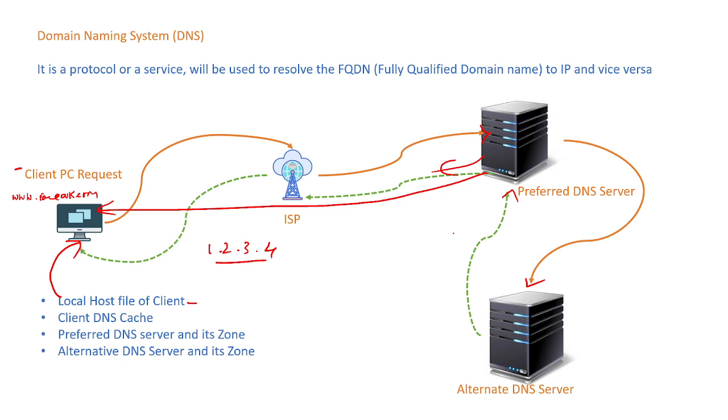In the preferred DNS server, the DNS will check whether the entry is there or not. If it is there, it will just give the resolution. If it is not there, it will forward the query to the alternate DNS server, try to understand it from the alternate DNS server, and then give the resolution. See, in this case I have only put two alternate DNS servers. You can have n number of alternate DNS servers also, but if you have multiple DNS servers, the query will keep on forwarding.